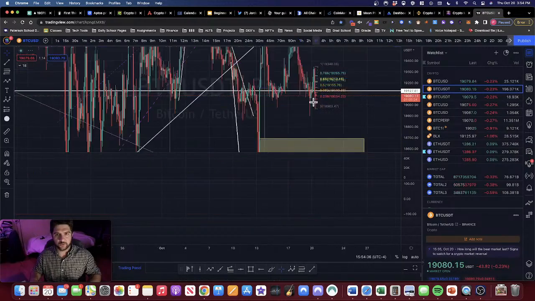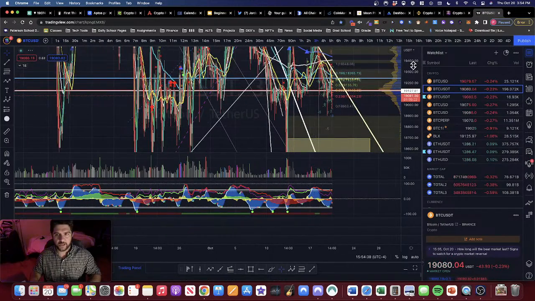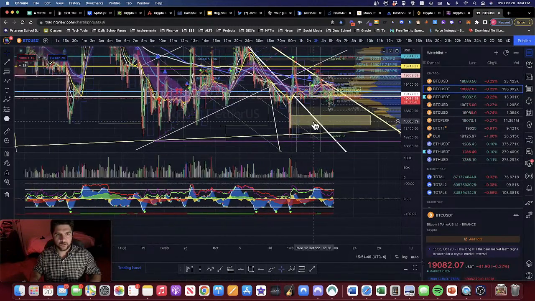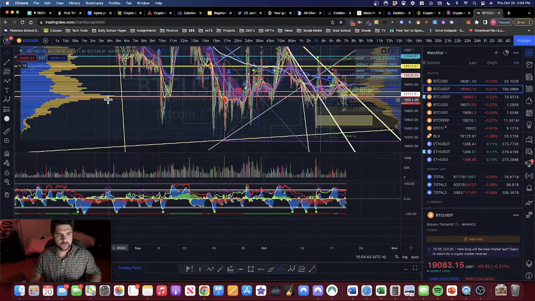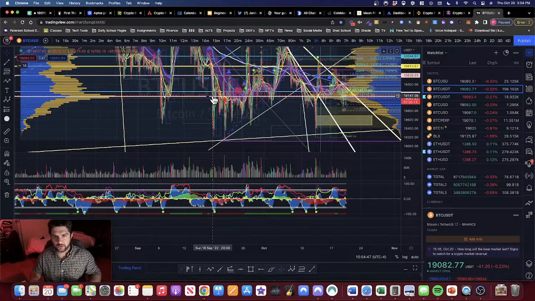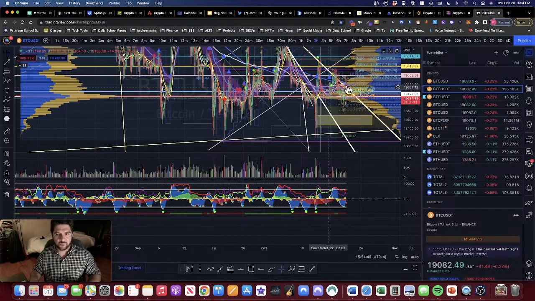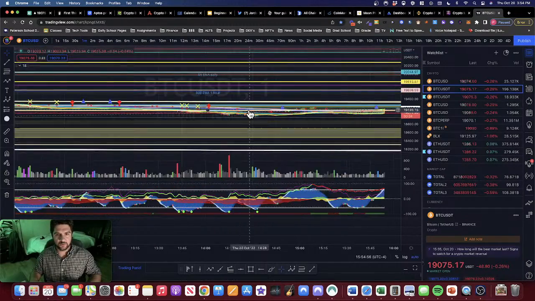So, go into the 3 hour. Out of this whole range, where's my other volume bar? There it is. This level right here, 19.1, is massive, massive, massive support. Right now, we're trading below it. We're coming up to it, actually, at the moment. So let's see what's going on.